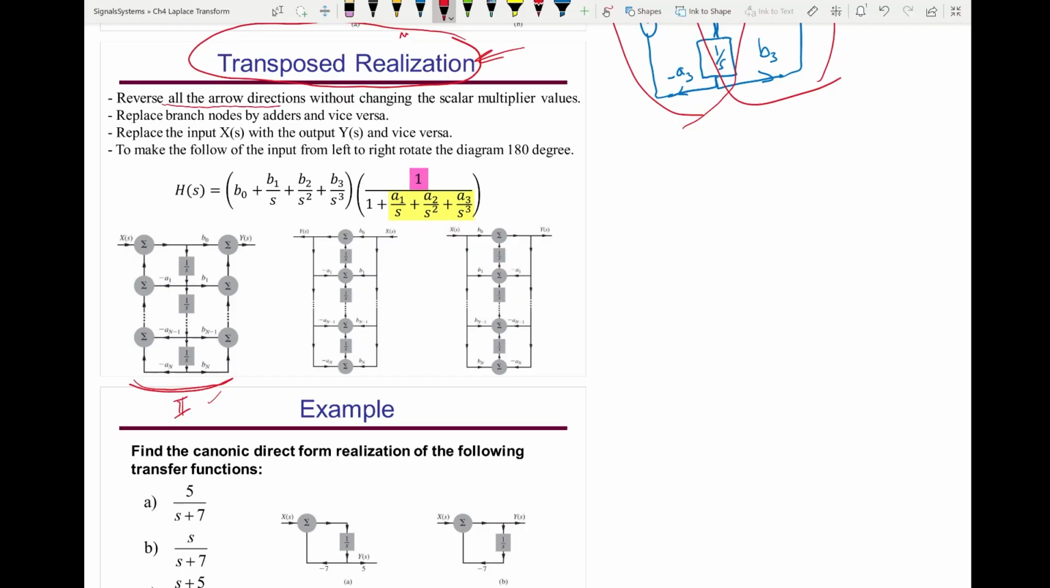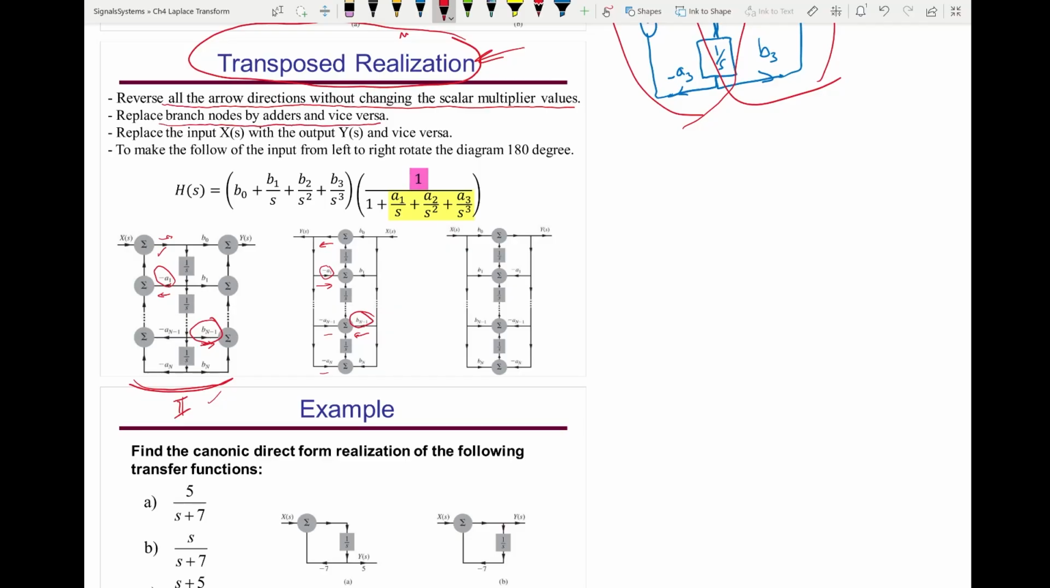Reverse all the arrow directions without changing the scalar multipliers' values. That means this direction here, reverse it so it will be this way instead of this way. Same thing here. Instead of this way, now it will be this way. And all of these. And this one, instead of going this way, it will go this way. And I don't change the scalar values. This is still minus a1, this is still minus a1, this is still bn minus 1, and this is bn minus 1. The second step, replace branch nodes by adders and vice versa.